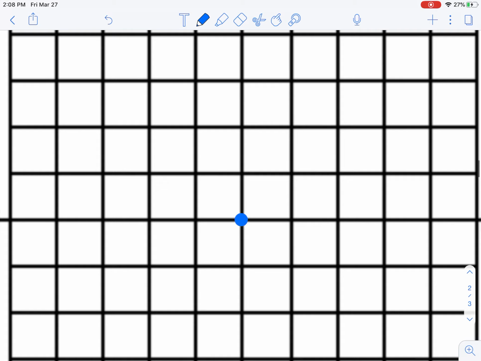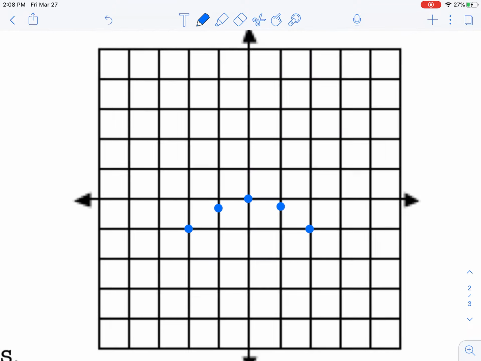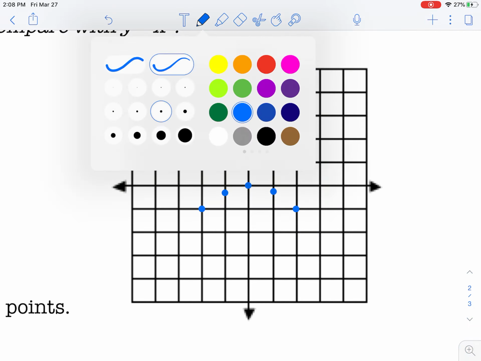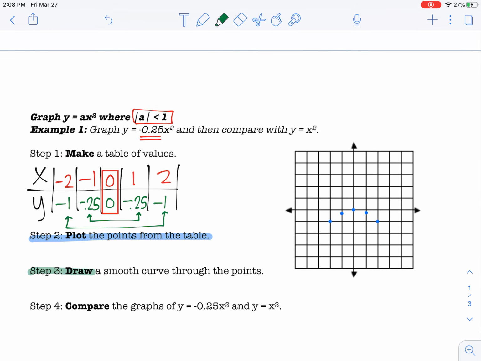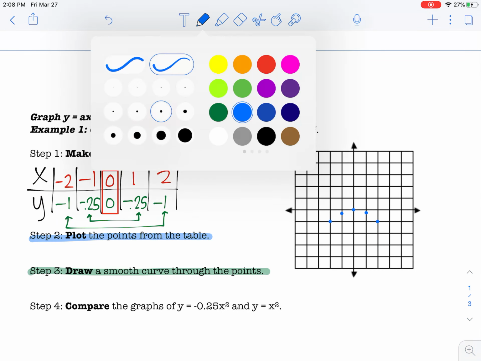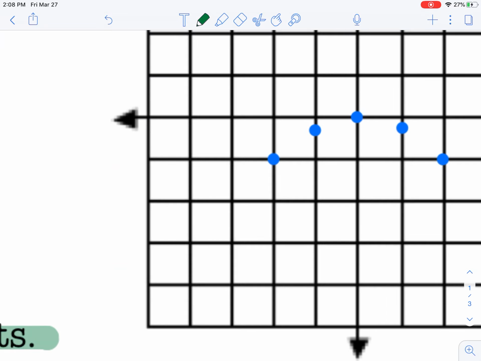So we're at 0, 0. 1, negative 1/4, negative 1 and a negative 1/4, and then 2, negative 1, and negative 2, negative 1. So there's our points. Now we connect the dots with a smooth curve. Oops, make that a little thinner.